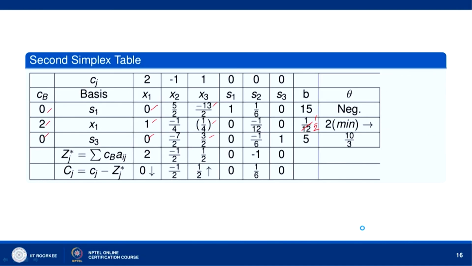Now, we find Z star is 2 minus half 0 minus 1 0, and C j values are then 2 minus 2 0. So, 0 minus half 0 1 by 6 0. There are two positive values, 1 by 6 and 1 by 2, of the capital C j. So, 1 by 2 is greater than the other. So, this is our key column. So, this means X3 is incoming variable.